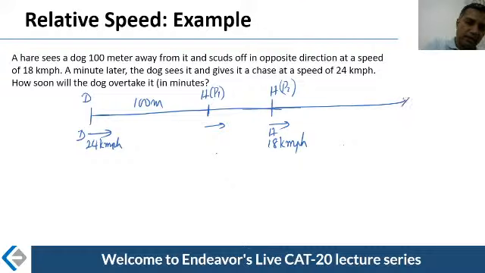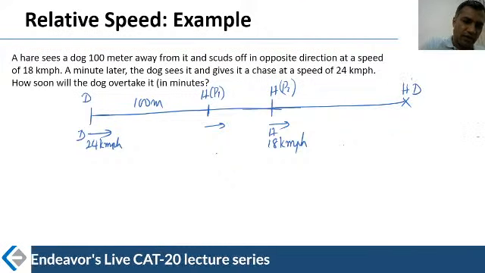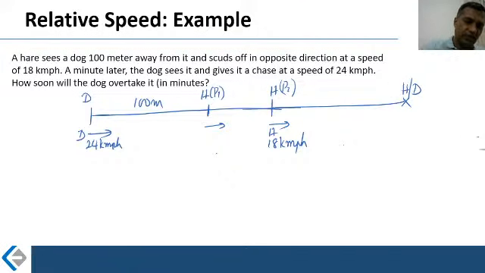Where do they meet? They meet somewhere here, which means the hare and dog are together somewhere here at the point called P. At the point called P, they will be together.